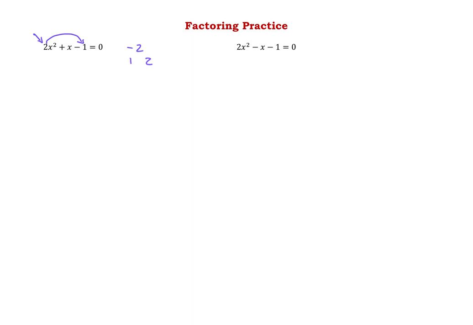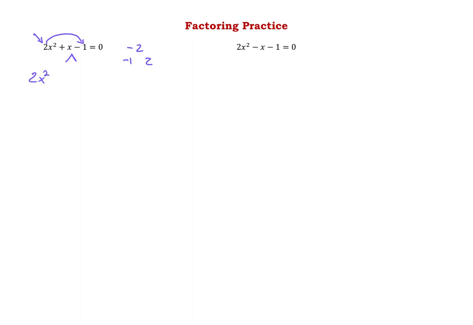So to be -2, one of these two needs to be negative, and for it to add to +1, I need the -1 to be, or need the 1 to be negative. Now I'm going to split the middle. So I write the first term as is, 2x squared. Now I'm splitting the middle.